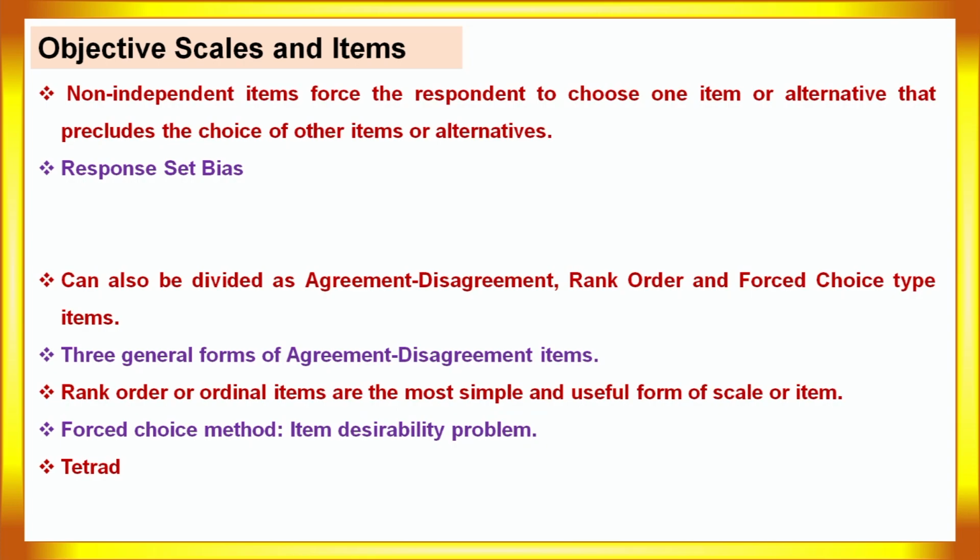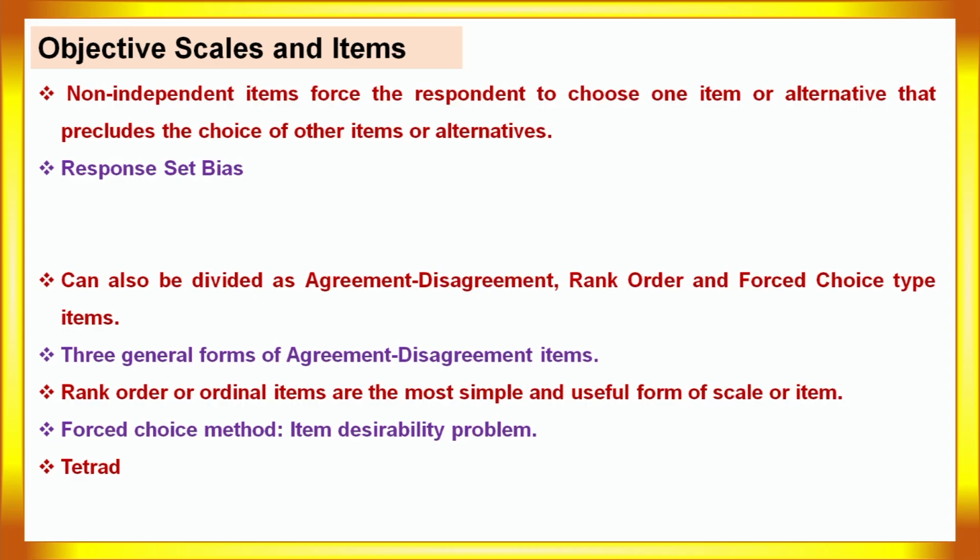The first thing is that it reduces the chance of item desirability bias, or response set bias. But on the other hand, forced choice or non-independent items are not suited to all types of statistical analysis, because most statistical measures assume independence of the observations. Now, the items in a particular scale can also be classified as agreement disagreement items, rank order items, or forced choice items.